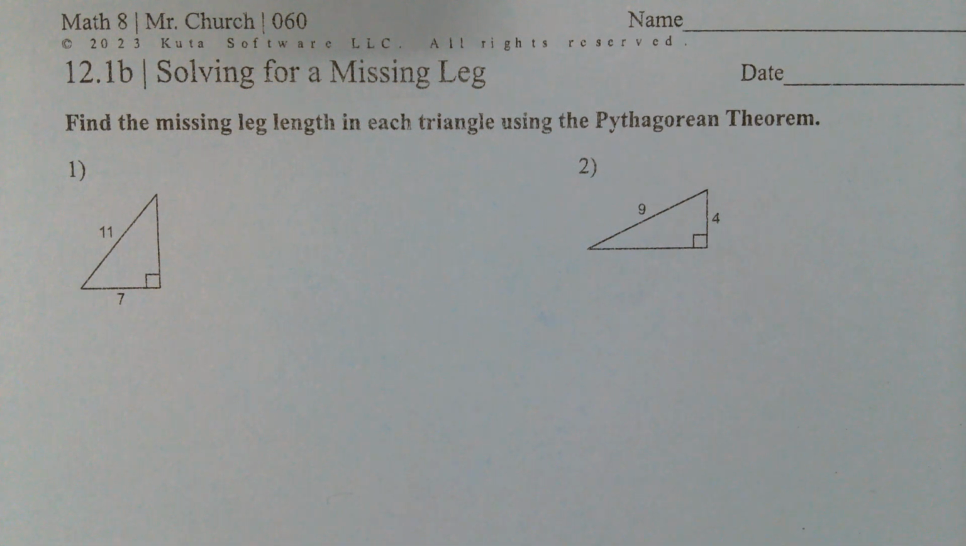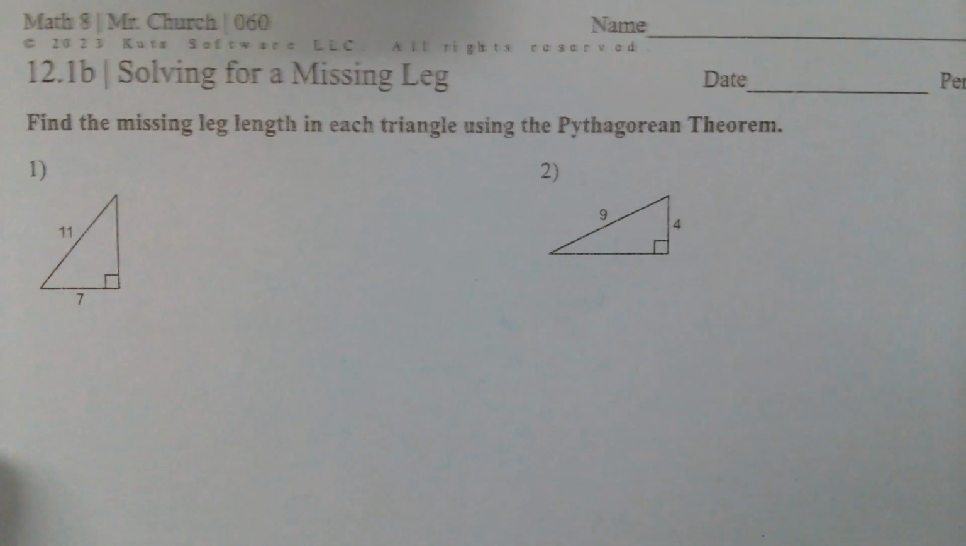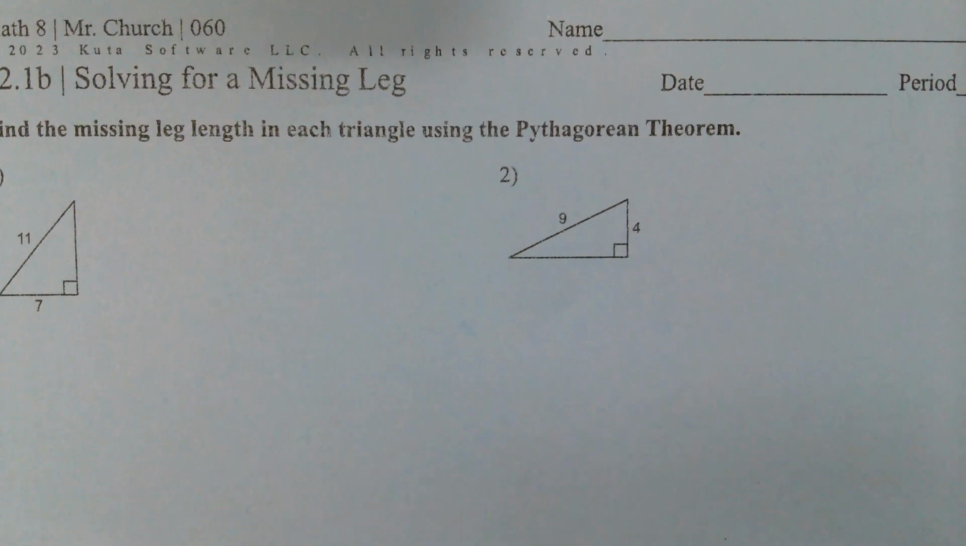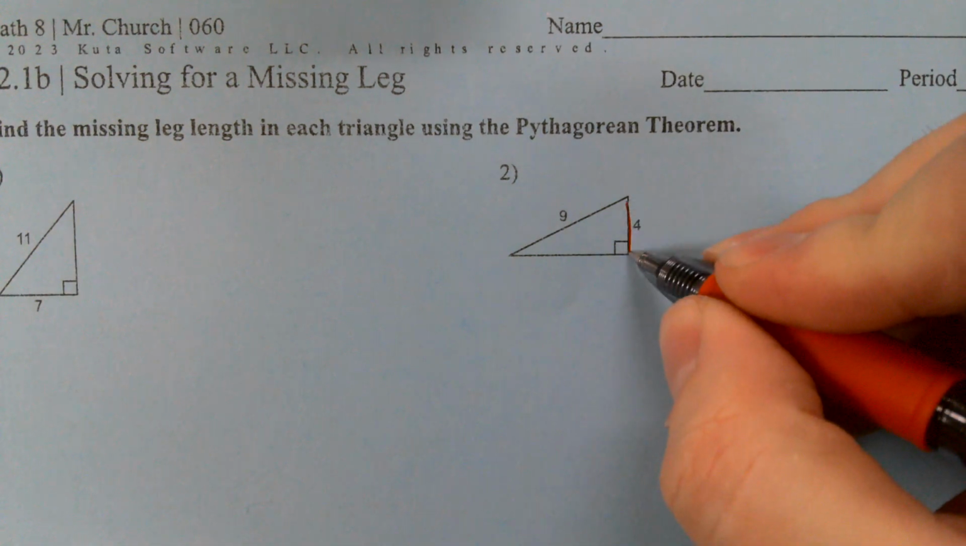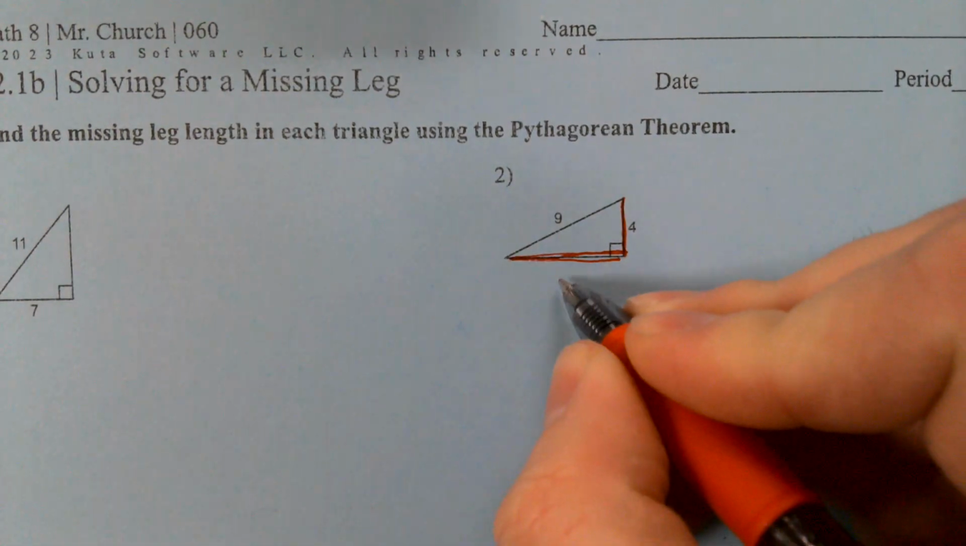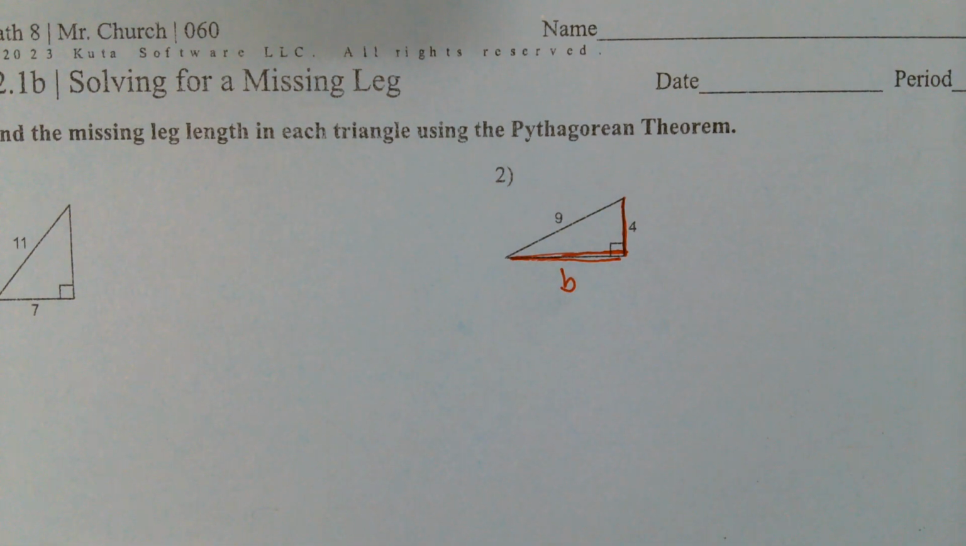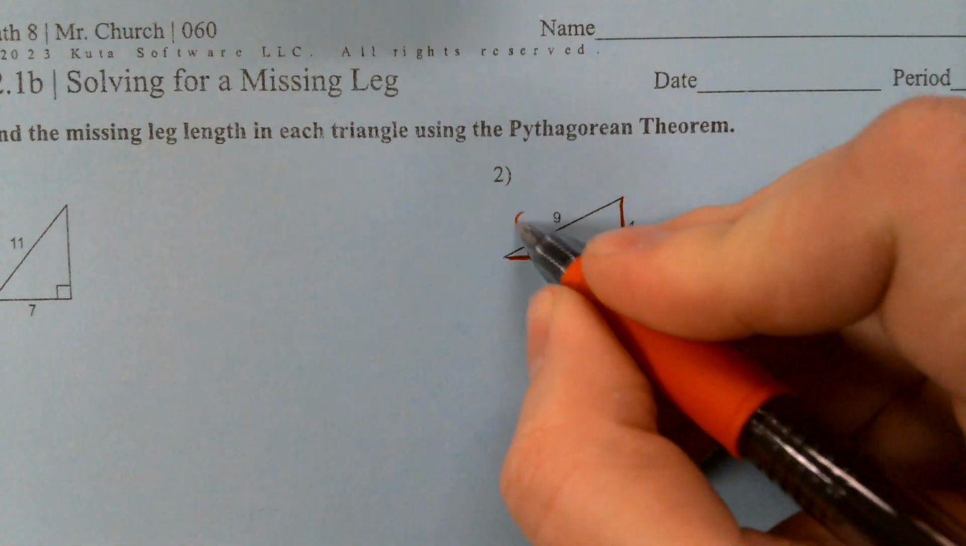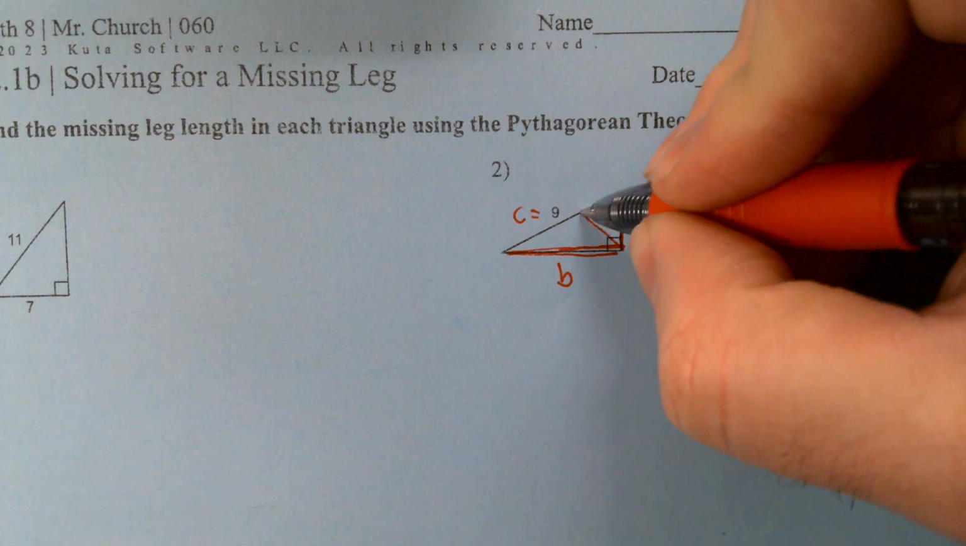All right, so let's go ahead and go over worksheet 60 real quick. Number 1, I think we did together, but number 2, take a look at number 2. Right, we've got a leg here that's length 4. We've got a leg here with an unknown length. We'll call that B. And then, of course, we've got our hypotenuse directly across from our right angle.